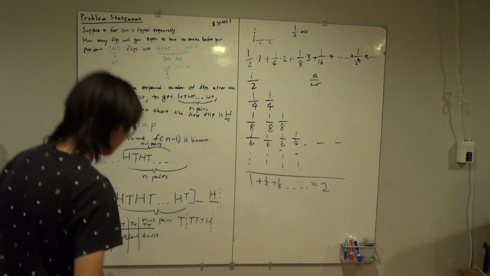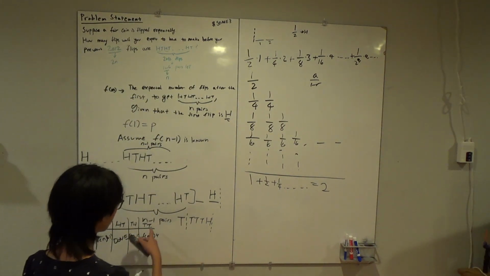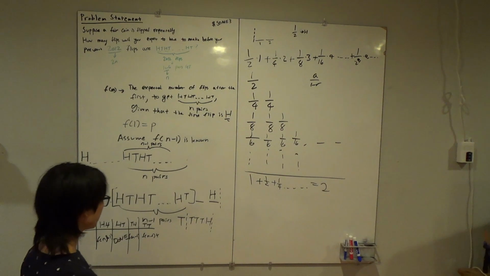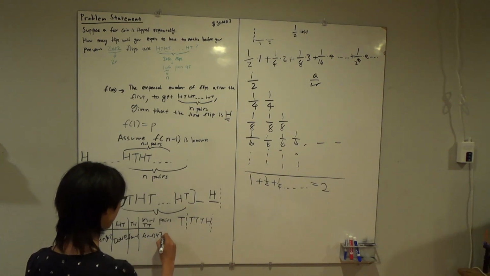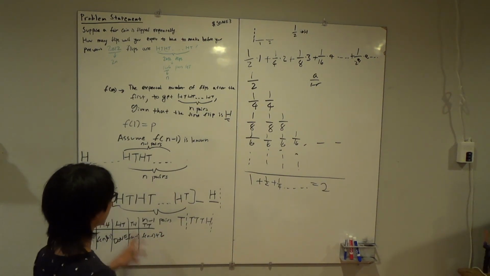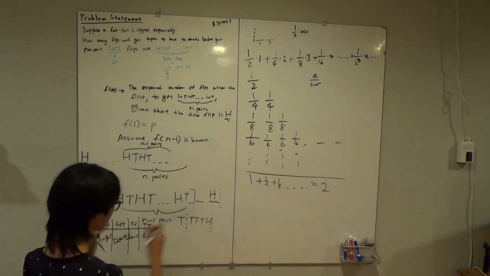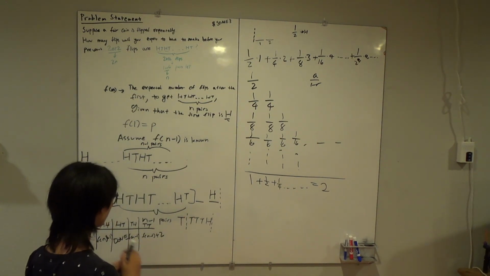So now that we know this, the only difference between starting with the tails and starting with the heads will be to add 2 to the number of times it will take to get this sequence again. And we're almost there.